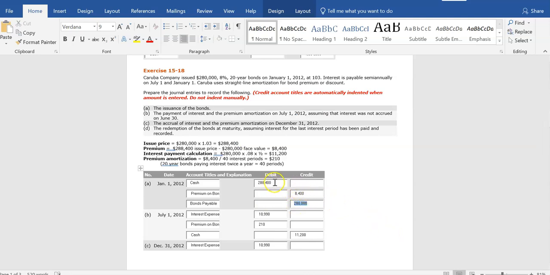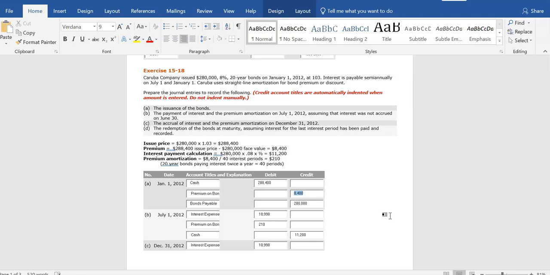I sold them for more than what they will be paying off. I am going to record a credit of $8,400 as a premium on bonds. I sold them at a premium. I sold them for more than what the liability will be paid back. As was discussed in the book and in the mini lecture videos, the premium. Why would a company issue bonds for more than what they pay back?